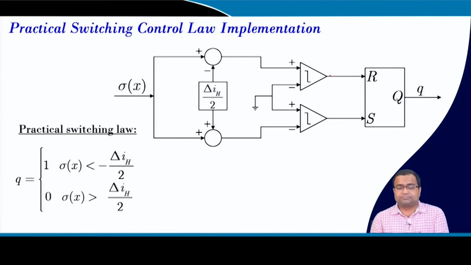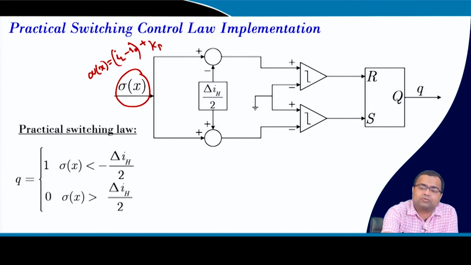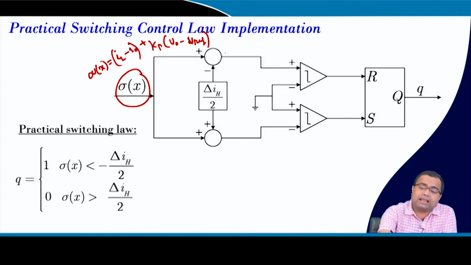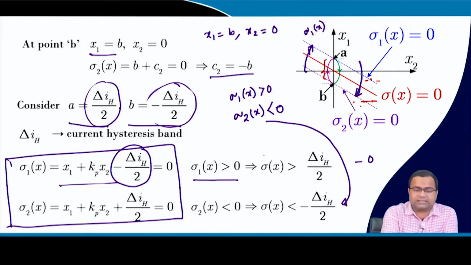And how to implement the control law? Sigma x, what is this? Here we know sigma x is, in our case, IL minus I0 plus Kp into V0 minus Vref, that is sigma x. And then we are adding this band, and that we have discussed. What was our sigma 1x? It was sigma x plus, if we go back, what was sigma x?